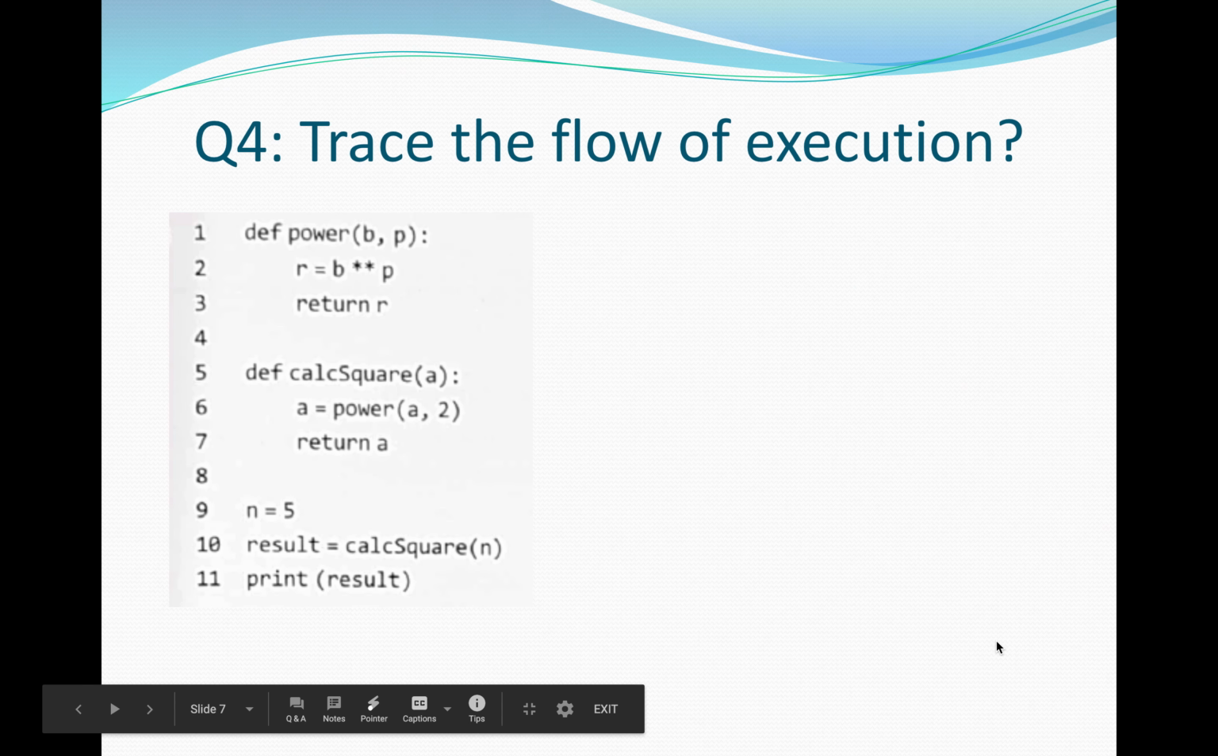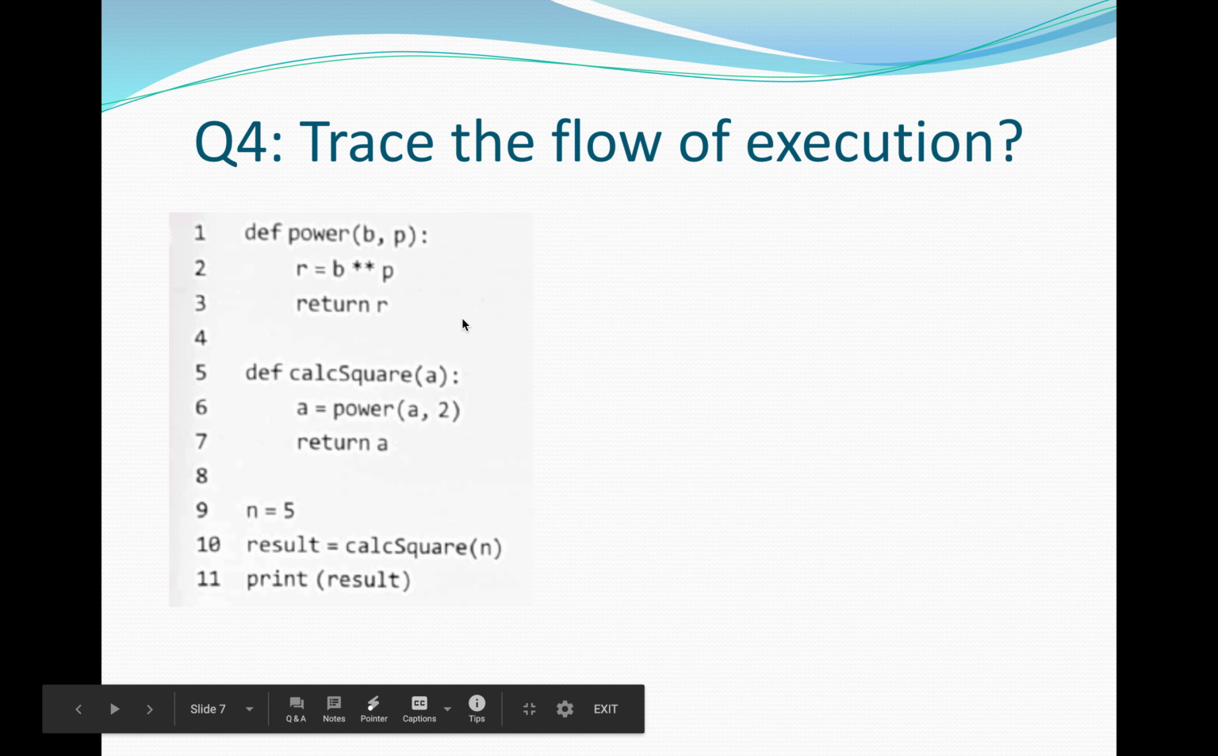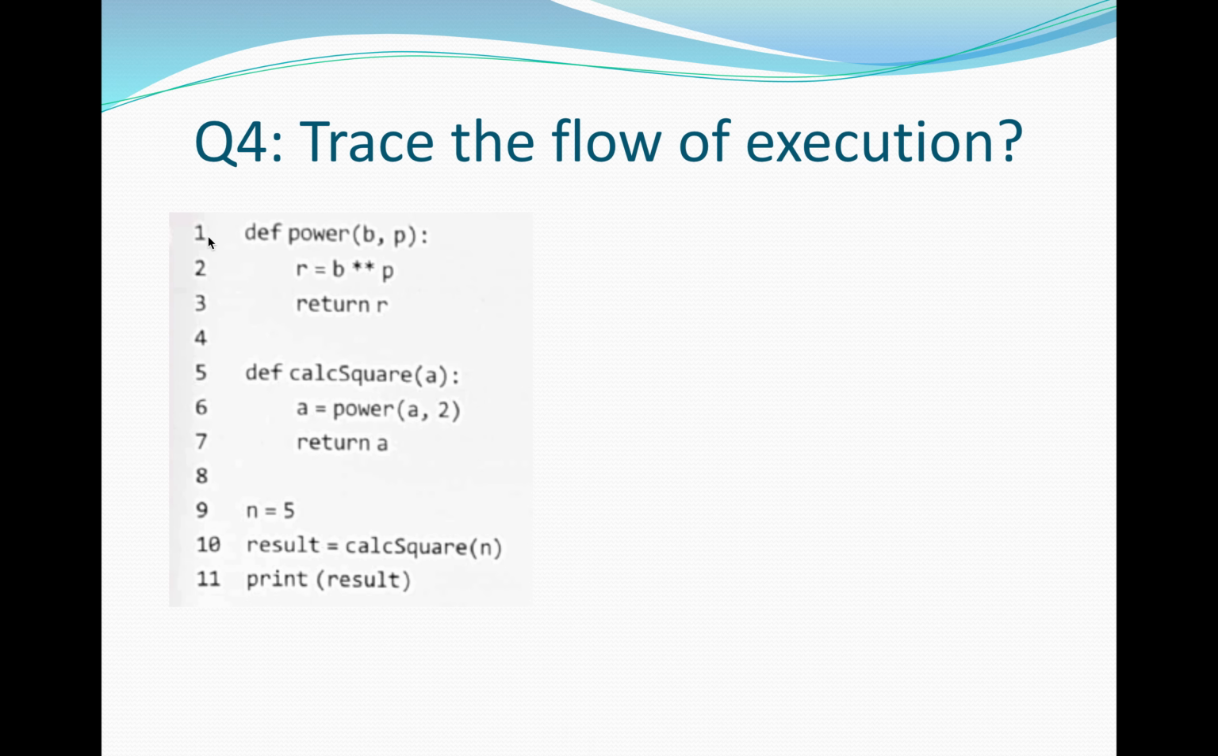Next one is again a similar question. Find the flow of execution. Here two functions are defined, power and calc square. So how does the execution go on? The first statement executes. It identifies it is a function definition, so it does not execute 2 and 3. The fourth statement is an empty statement, so it will not execute. Then it goes to the fifth statement. Again it identifies it is a function definition, so it will not execute the next two statements.